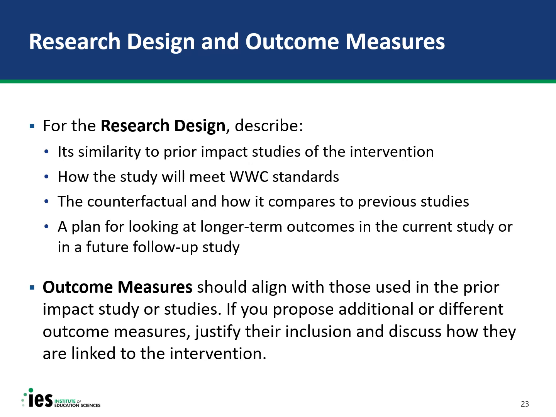In regards to the outcome measures, these should align with those used in the prior impact study or studies. You should describe these measures and the constructs they assess, and if you propose to include additional or different outcome measures than prior studies, justify their inclusion, discuss how they are linked to the intervention, and describe their reliability and validity.